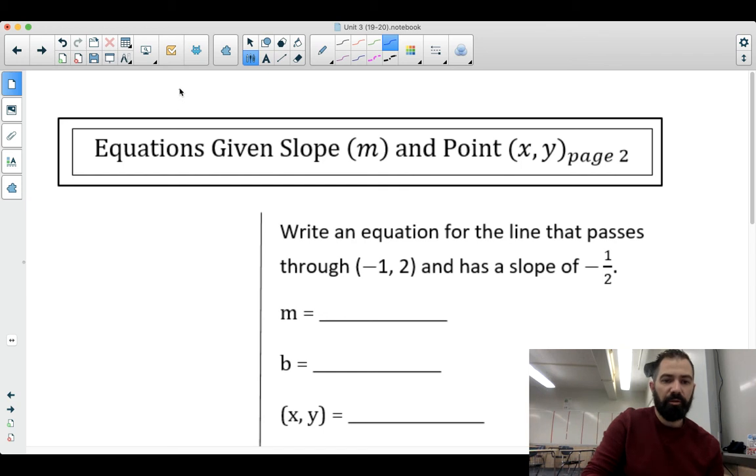All right, Unit 3, Lesson 5, Part 2. Hope you all had a great time with that first one. Let's check out our second example here.